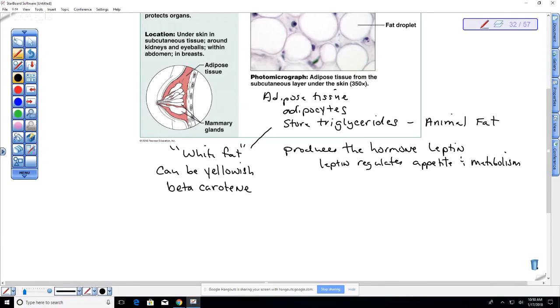And it's also what can give your skin a yellow color if you eat too many carrots or too many oranges. If you eat too much beta carotene, it sometimes gets deposited in your skin and in your nails. Okay. So beta carotene is an antioxidant.